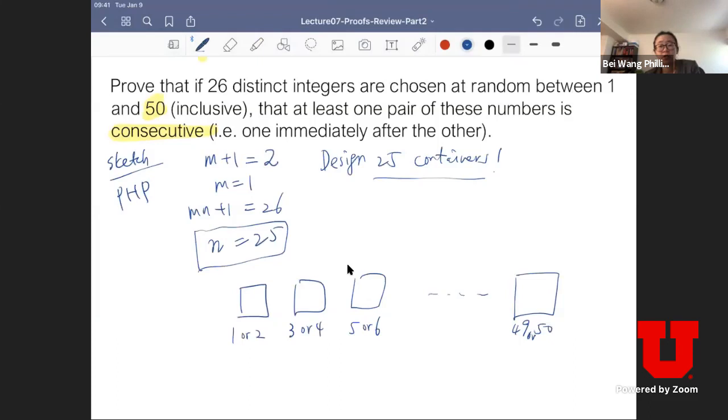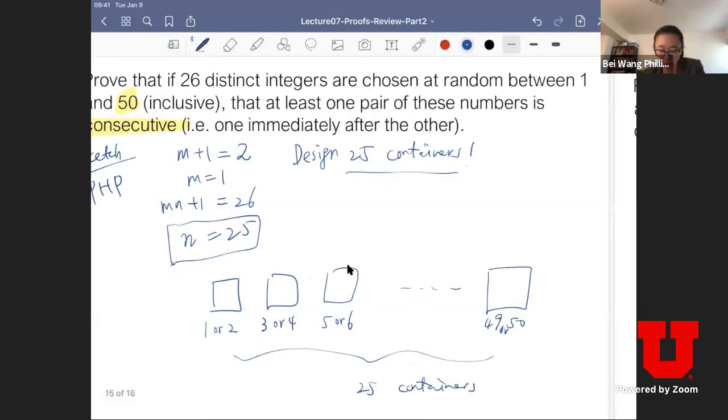Okay. So what's happened is there are 25 containers and I have 26 integers. So at least 2 of them are going to fall into the same container. But if 2 of them fall into the same container and they are distinct, it means that they have to be consecutive, because that is by design. Okay. So this is a high-level overview of the proof of this problem.